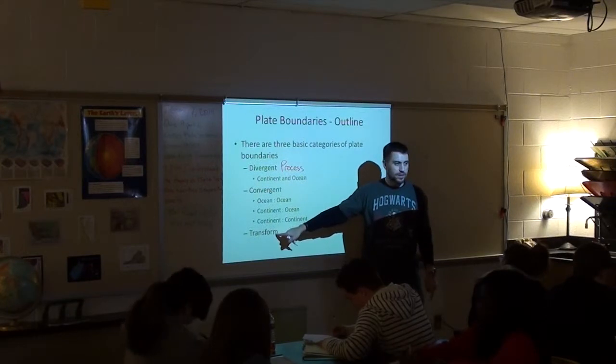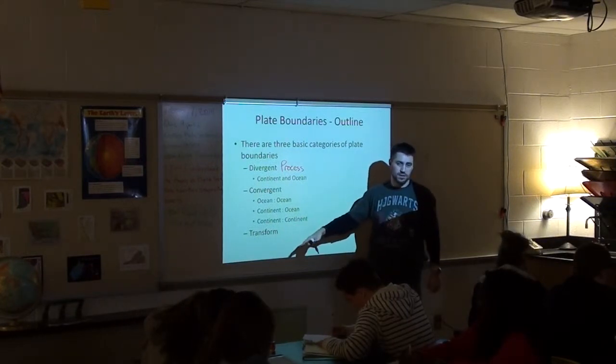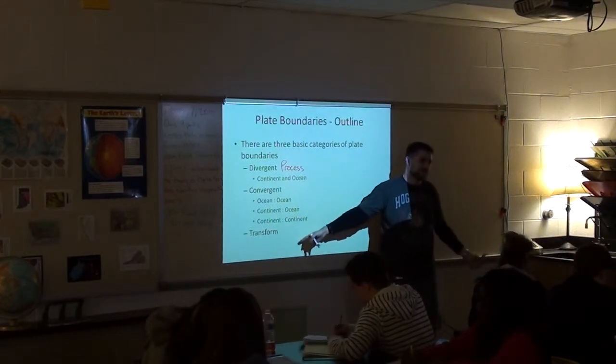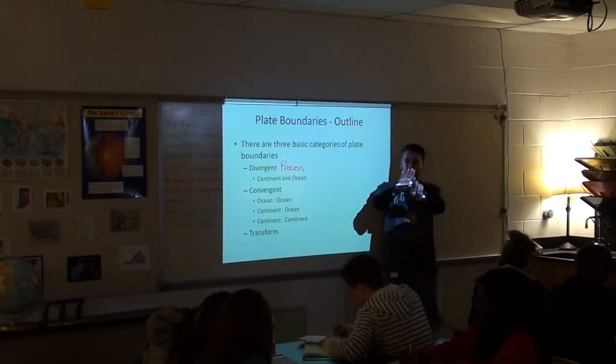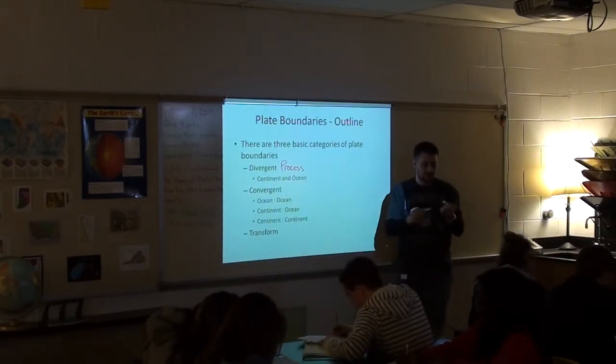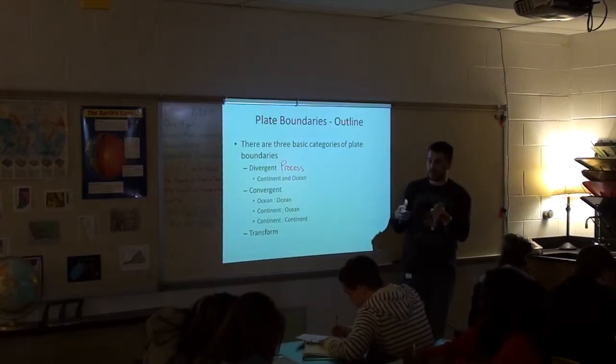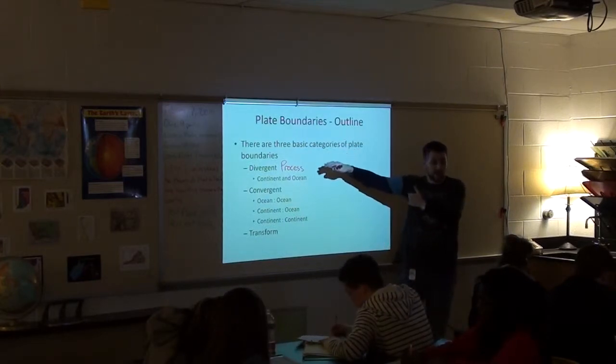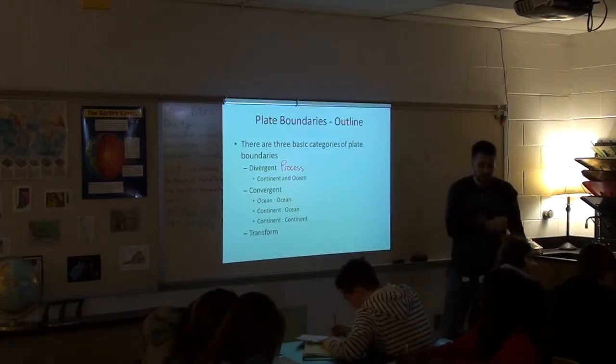And finally, we'll talk about transform boundaries. The big example of this is the San Andreas Fault, which is a transform boundary. They're moving, sliding past each other. But there's more transforms than just the San Andreas. Okay, so this is our outline. I'll give you guys a second to write that down.